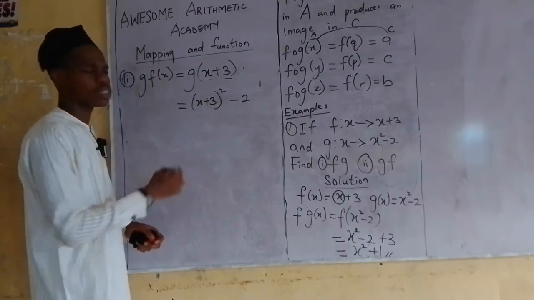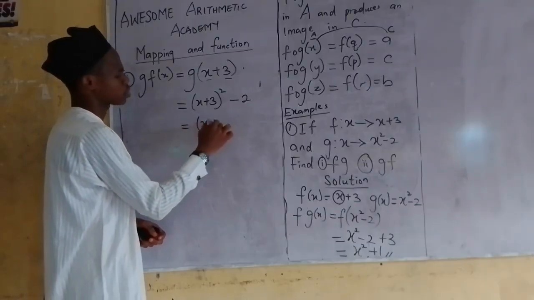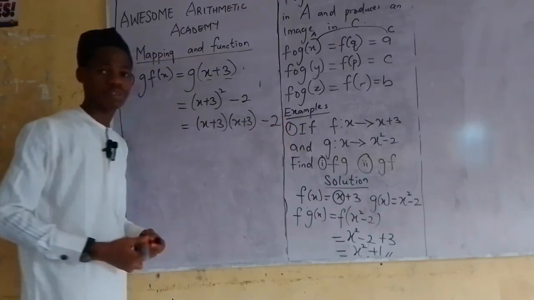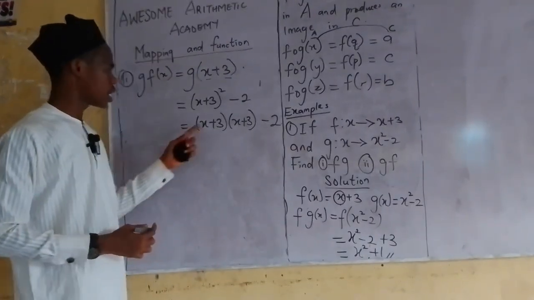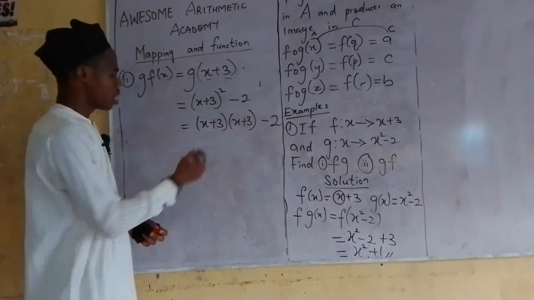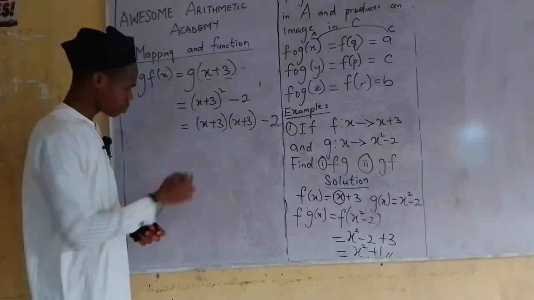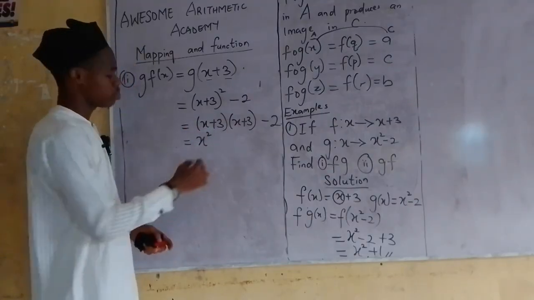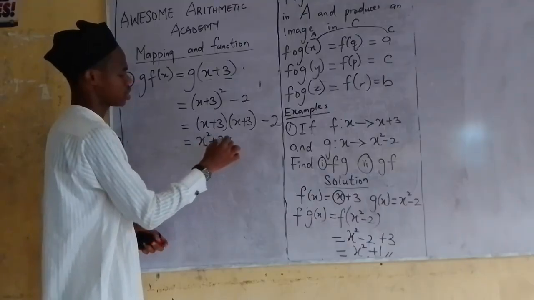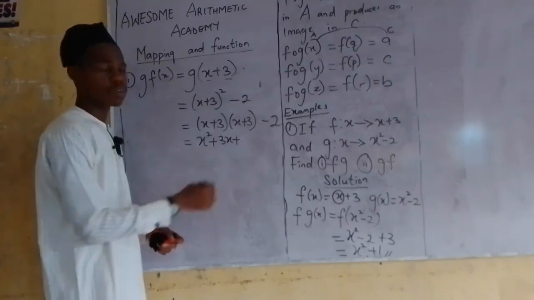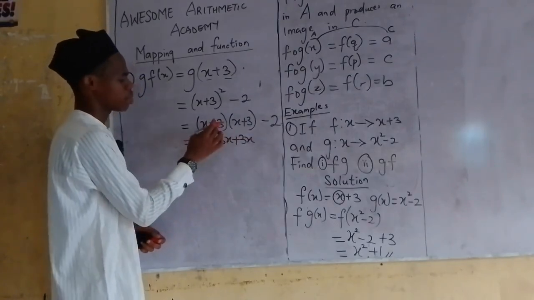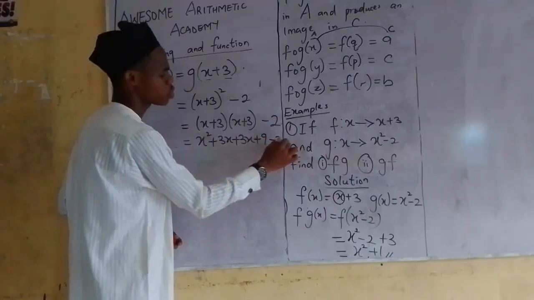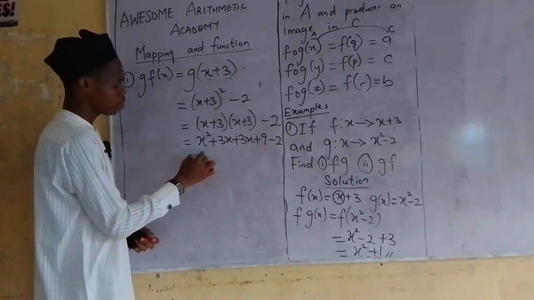Let's expand this bracket now. That will give me (x plus 3) multiplied by another (x plus 3), then minus 2, right? So if that should be the case, let us open this bracket now. x times x will give me what? x squared. x times 3 will give me what? Plus 3x. 3 times x will give me what? 3x. 3 times plus 3 will give me what? Plus 9. Don't forget this minus 2 at the back now, right?